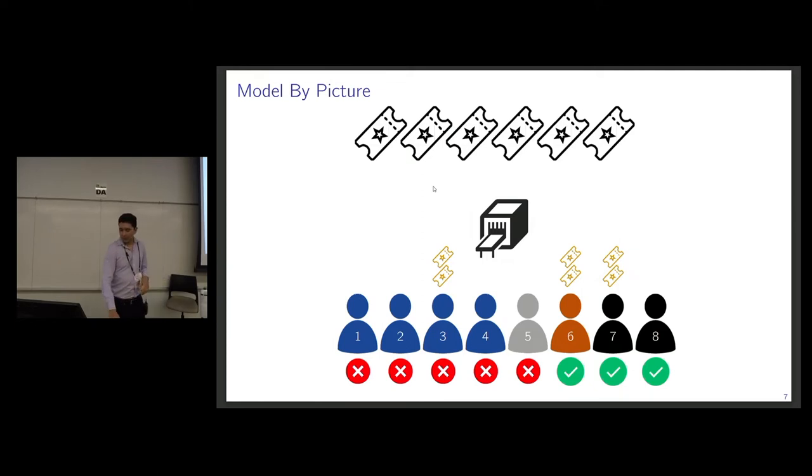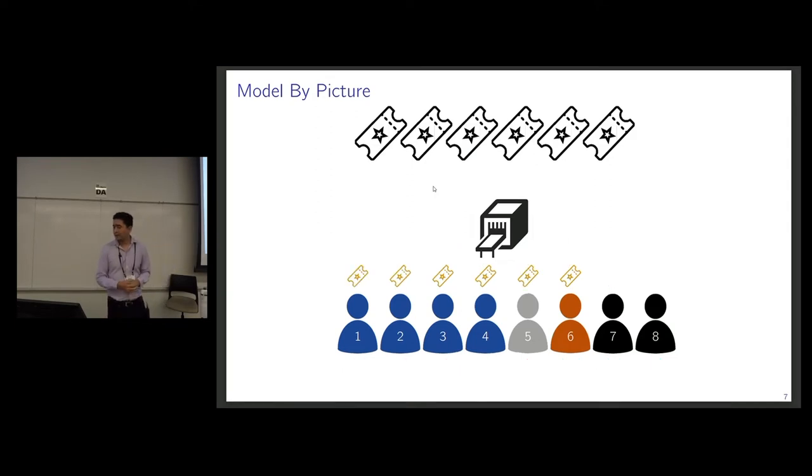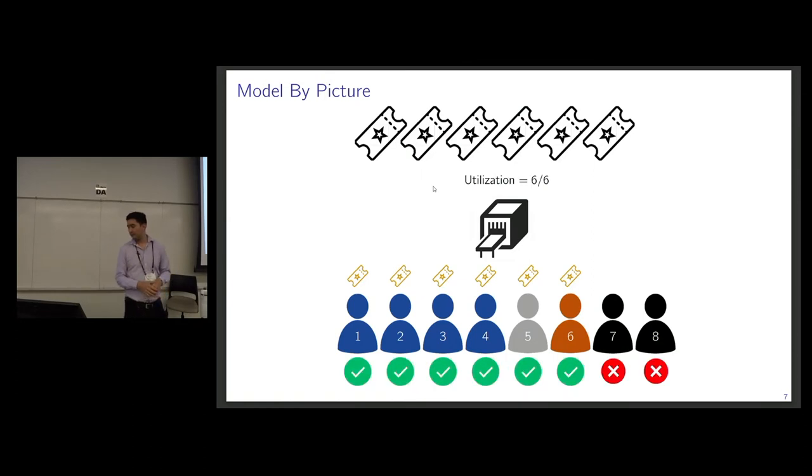So here we have 6 tickets, and we only have 3 happy agents. We're going to call this ratio the utilization, and this is going to be our efficiency measure. We can think of a different allocation. Here we're giving 1 ticket to each of the first 6 agents, and here the first 6 agents are happy, so the utilization is going to be 6/6.